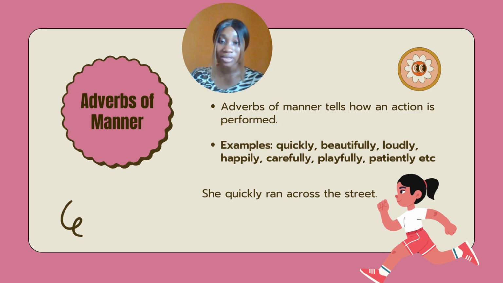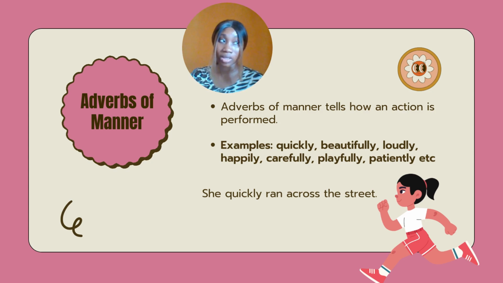Now, manner simply tells us how an action is performed, how something is done. So when I'm talking about adverb of manner, you see words like quickly, beautifully, loudly, happily, carefully, playfully, patiently, and so on. Now, an example we have over here is, she quickly ran across the street. She ran across the street. That is a verb. But how did she run across the street? And the adverb will tell us that, oh, she ran quickly across the street.